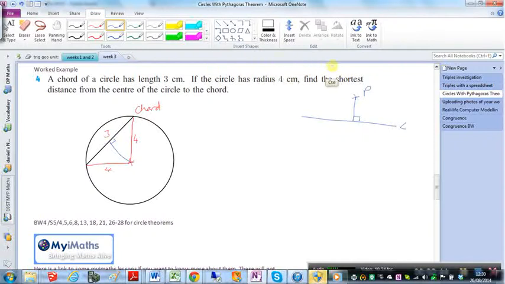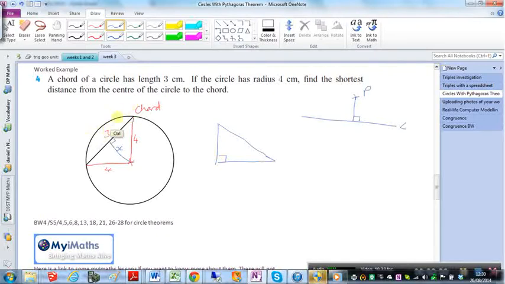If the circle has radius 4, find the shortest distance from the center. So this is our x. This is the shortest distance from the center of the circle to the chord. Now, let's draw another diagram with just the right angle triangle that we want to work with. It's not drawn to scale, but that's okay.